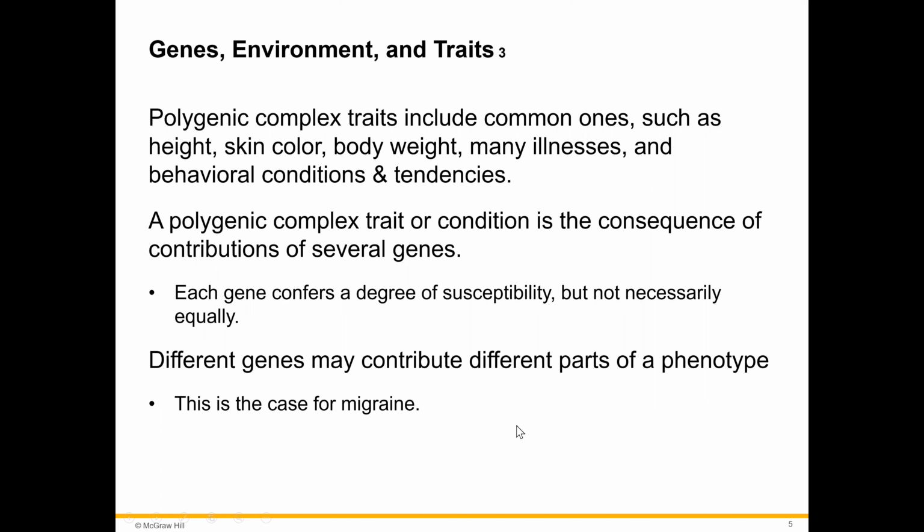So polygenic complex traits include common ones such as height, skin color, body weight, many illnesses, and behavioral conditions and tendencies. A polygenic complex trait or condition is the consequence of contributions of several genes. Each gene confers a degree of susceptibility, but not necessarily equally. Different genes may contribute different parts of a phenotype. This is the case for migraine, for example.